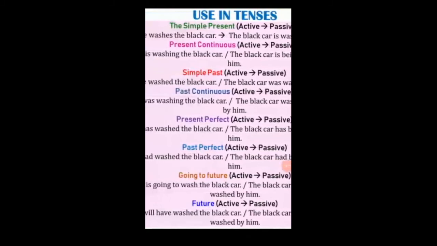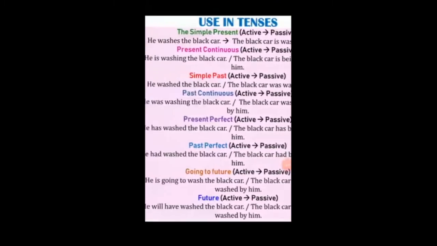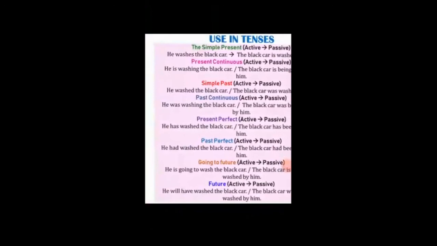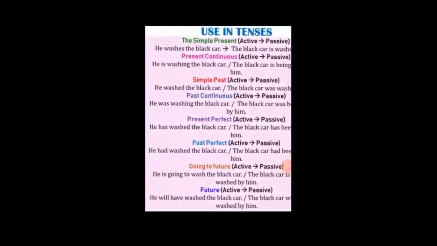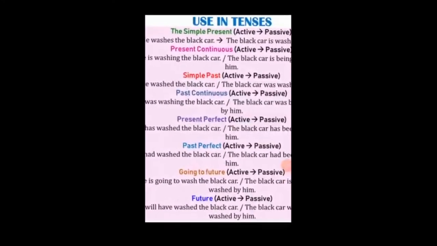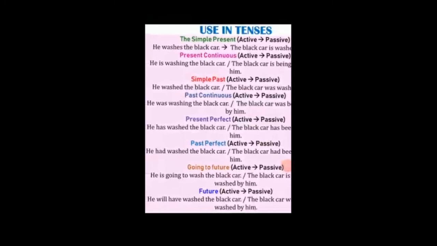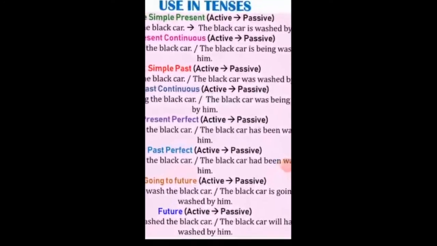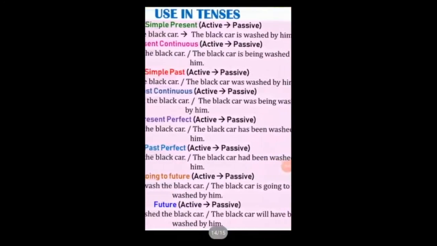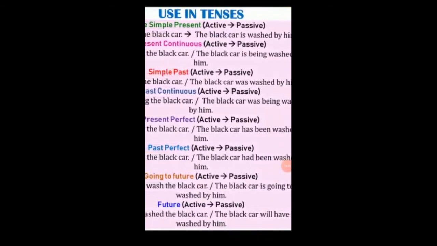Now the future. So this is going-to future basically, in which we have used the sentence in a progressive sense, that is he is going to wash the black car. He has not yet washed the black car. He is intending, he is planning. So he is going to wash the black car. The black car is going to be washed by him. The black car is not yet washed, but it is going to be washed by him.